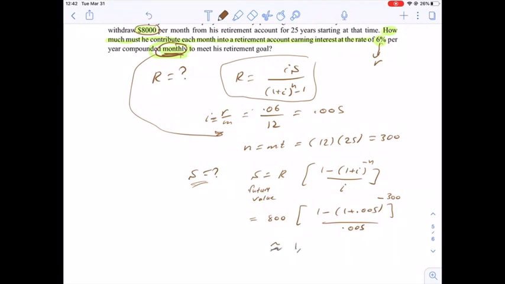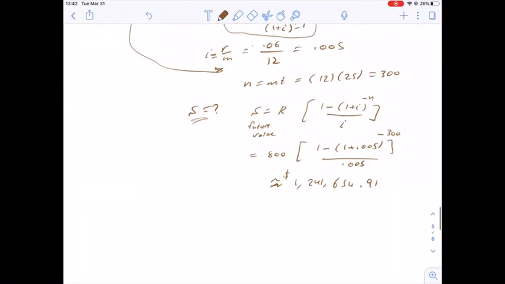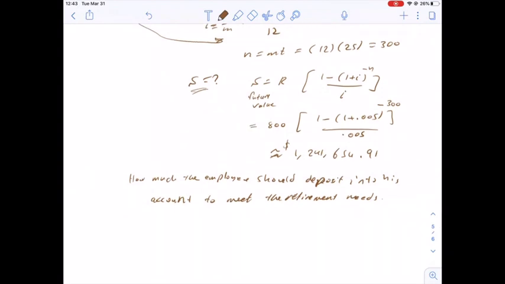Using the calculator, we get 1,241,654.91. This is in dollars. Now we want to know how much the employee should deposit into his account to meet the retirement needs. I mean, to meet the accumulated amount.